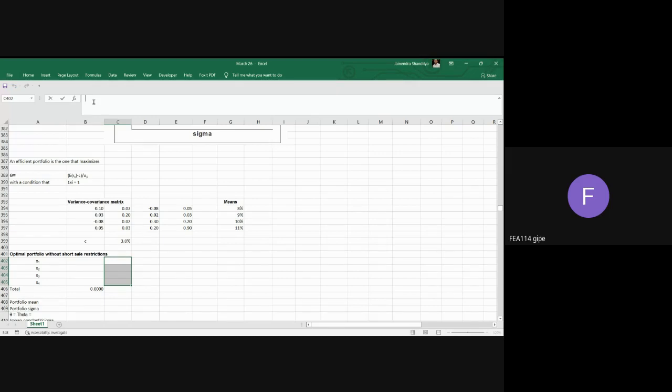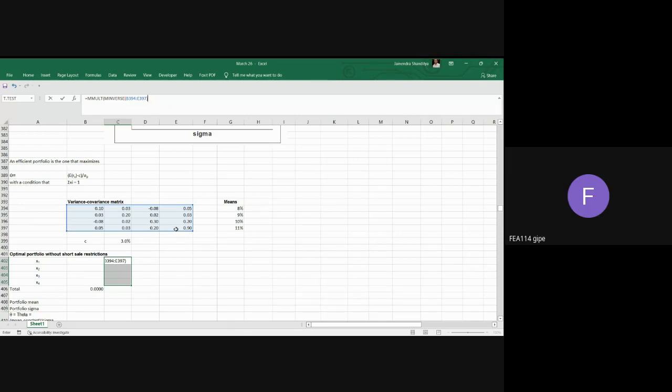What we were doing is multiplying this way the inverse of this matrix.